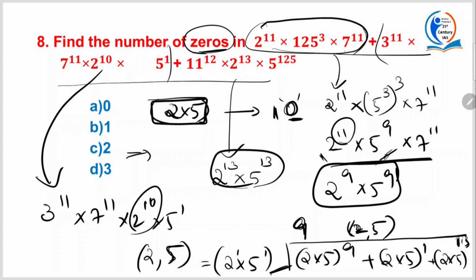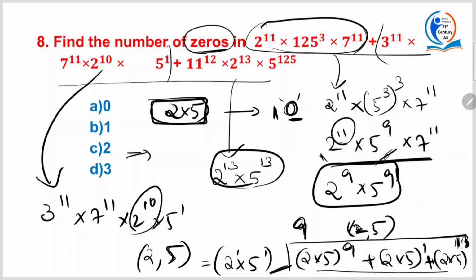This is the equation we will get when you are counting the number of zeros. But since there is addition in between, if there is multiplication, you will get some of the powers. But here there is addition. Now, how many zeros will you get? Whatever is common to these 3 terms, only that many zeros you will get.